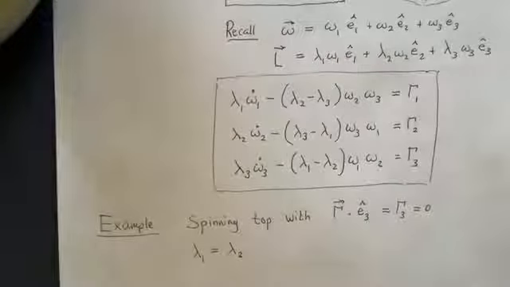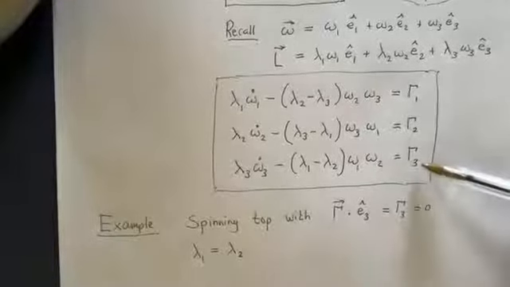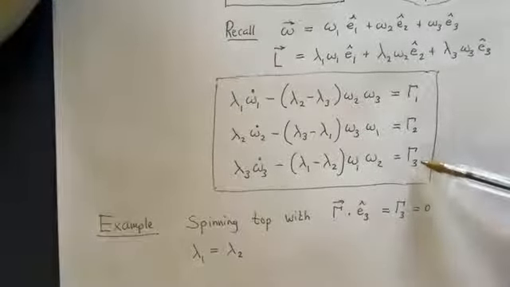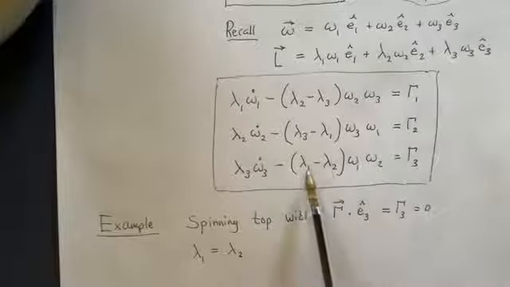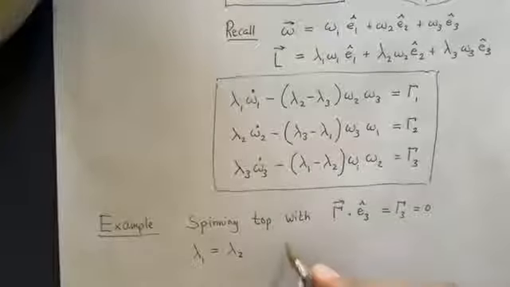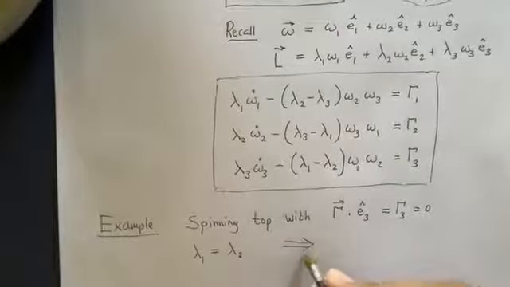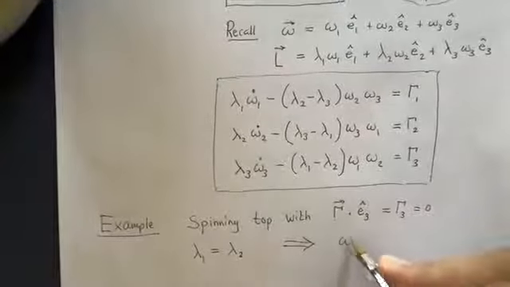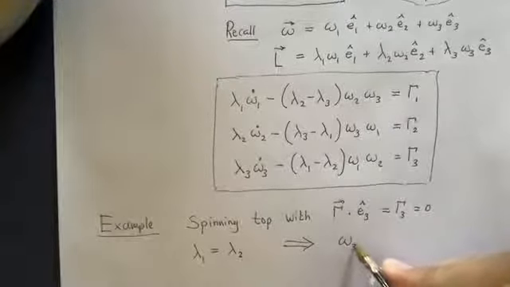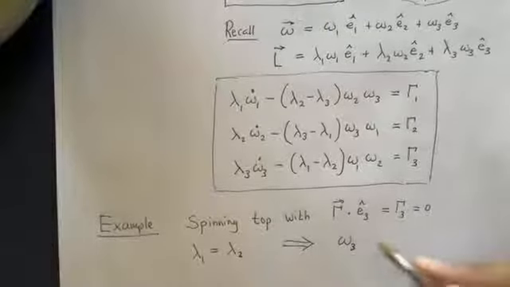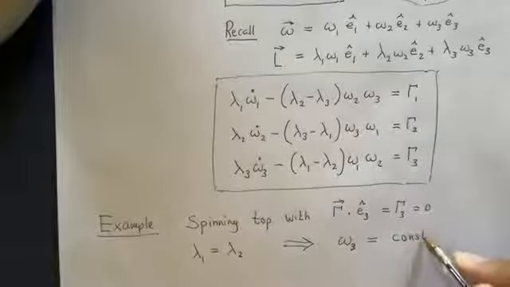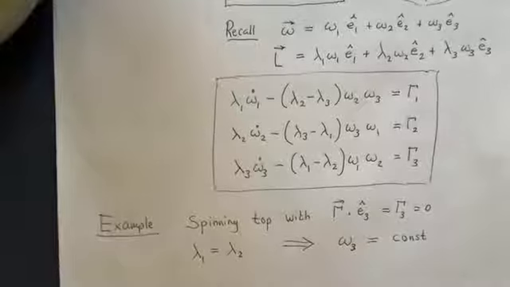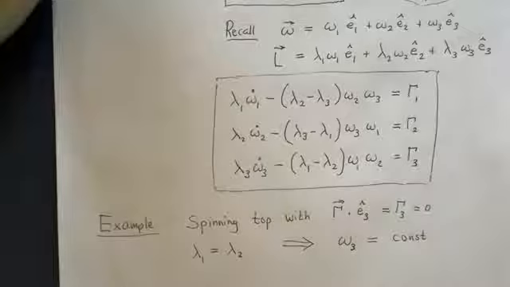Okay, so something wonderful happens here. If gamma 3 is 0, we have a 0 right here in this equation. Furthermore, if lambda 1 is equal to lambda 2, we have another 0. This is really good news. All right, you see the conclusion. The angular velocity vector projected onto the number 3 axis, that's omega 3, is a constant, right? Because omega 3 dot must equal 0. So this is useful. Later in the chapter, we will have an analysis of this spinning top.